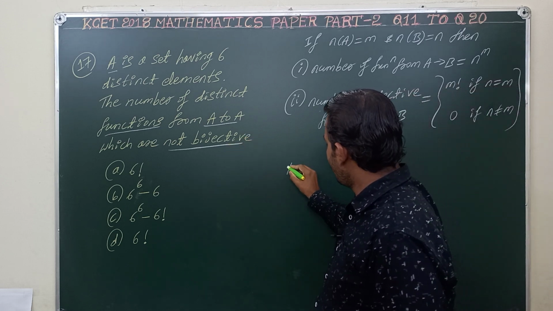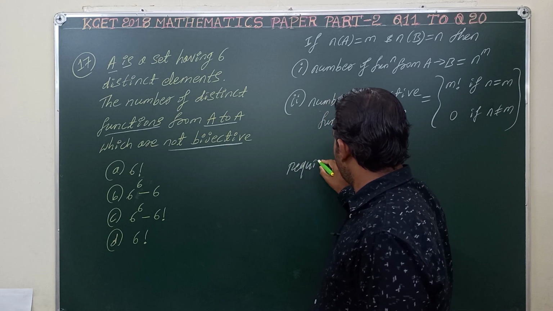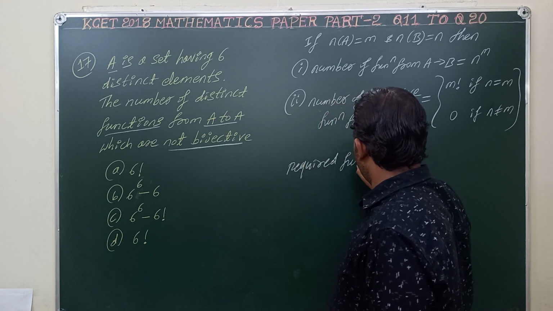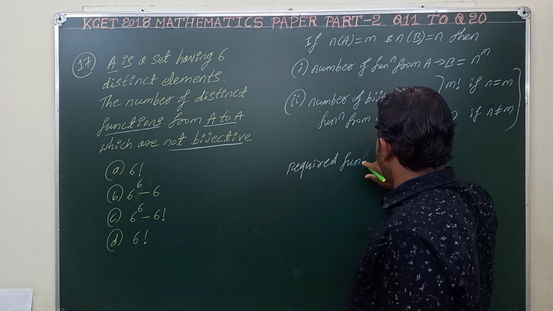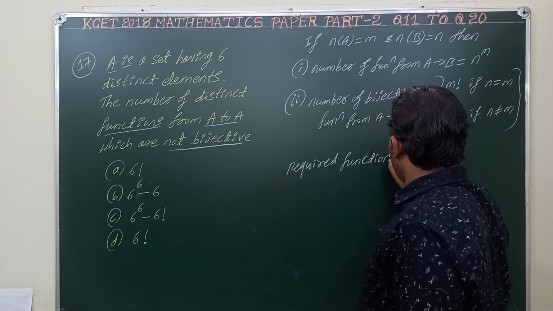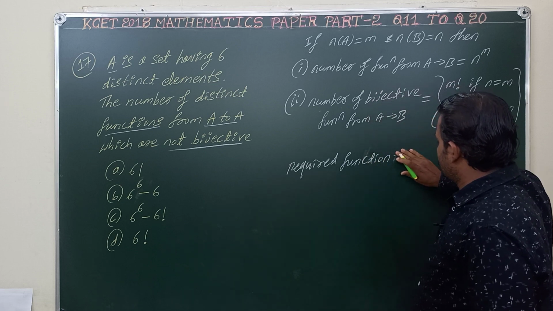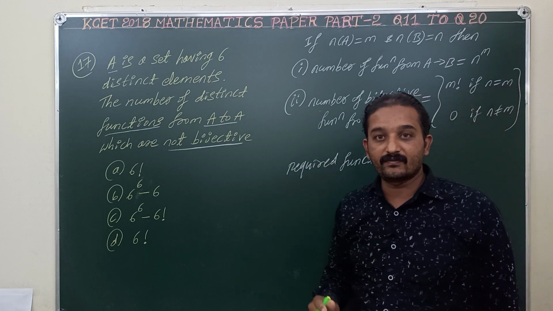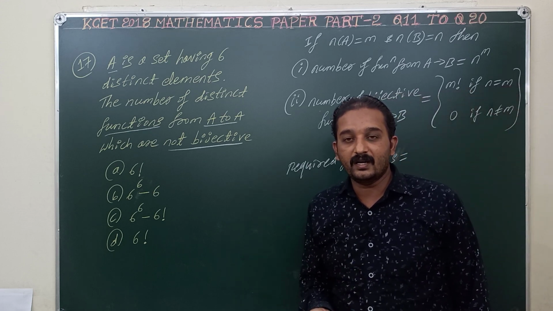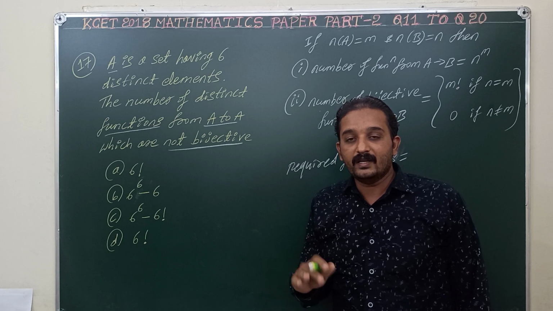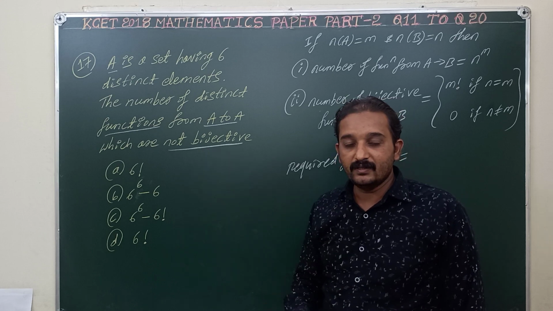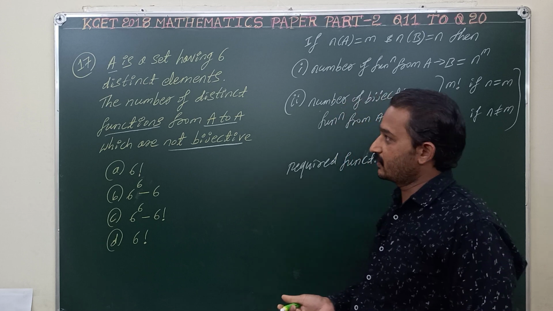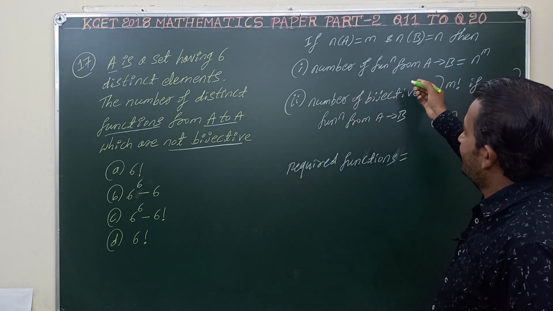So in this case, the required functions are not bijective functions. Required functions, not bijective functions, means what? In this case, first we have to find out the number of functions and subtract the bijective functions, we get the number of not bijective functions. So how many functions are there in this case?